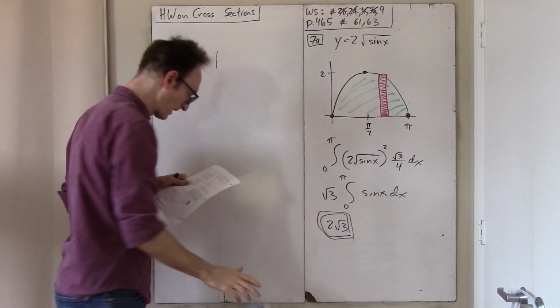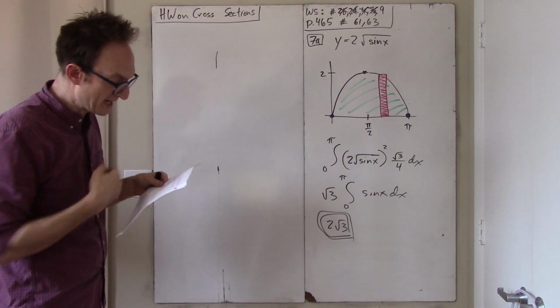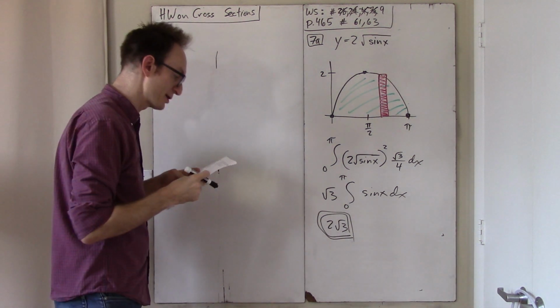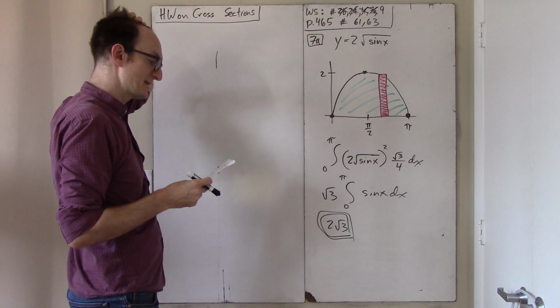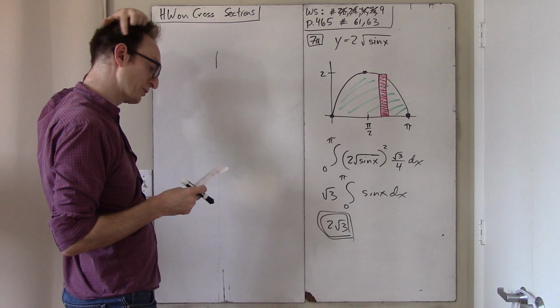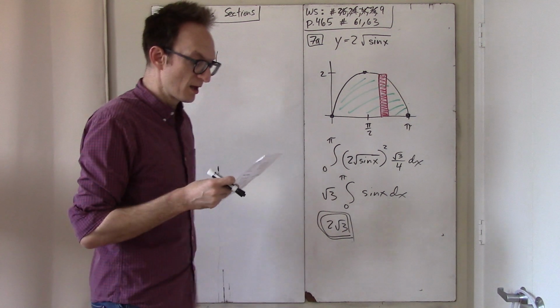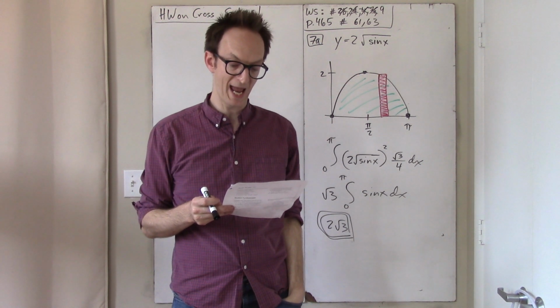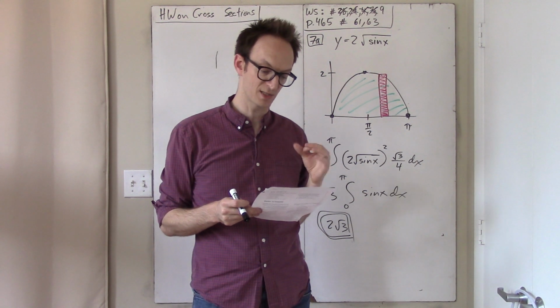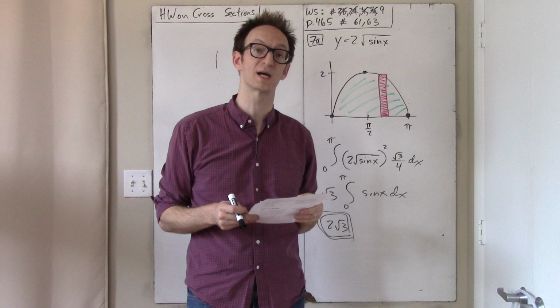9. This one's interesting because you have to read a lot and it's harder. Here's what it says. The solid lies between planes perpendicular to the y-axis at y equals 0 and y equals 2. The cross-sections perpendicular to the y-axis are circular disks with diameters running from the y-axis to the parabola x equals root 5 y squared.